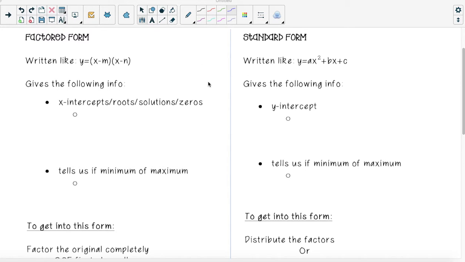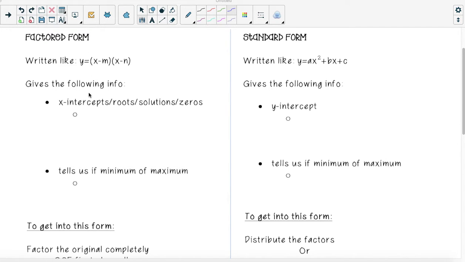Now, both forms also tell us if it's a minimum or maximum, because the minimum or maximum comes from the a value in the front of the problem. Factored form will also have an a value in front of the problem.